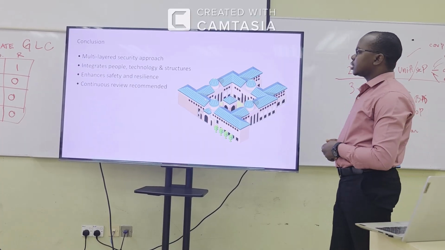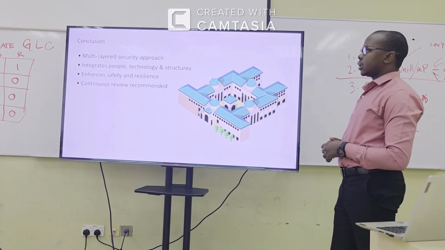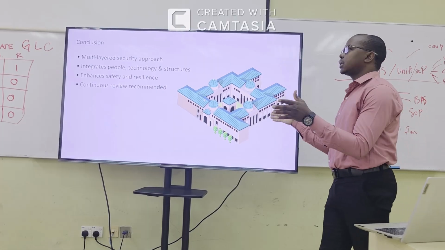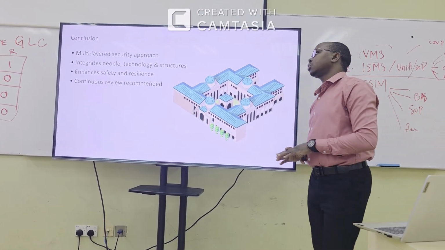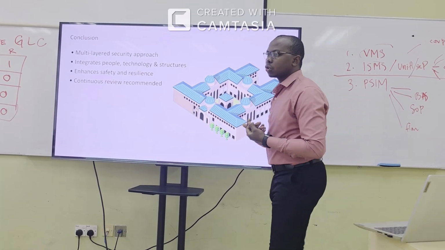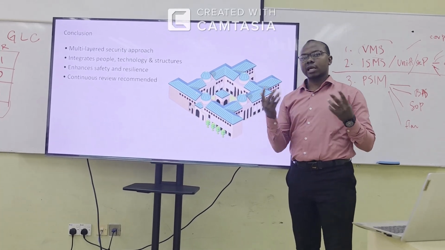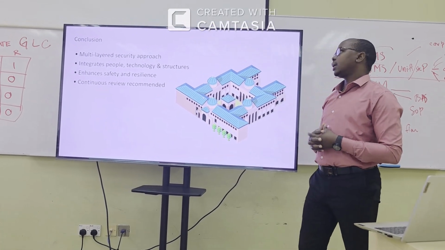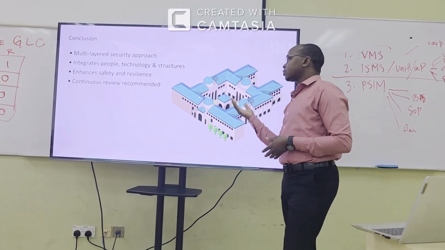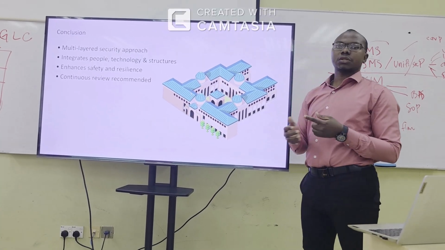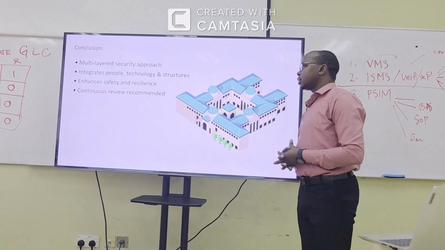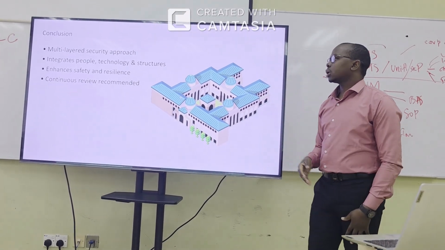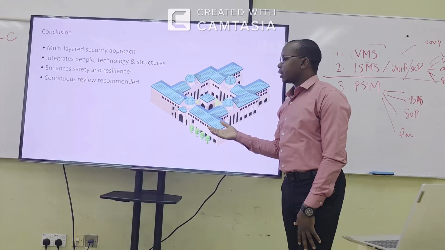Then the conclusion: in summary, we have a multi-layer security approach. That is usually what we have to do, because one security solution cannot solve every kind of security issue, so we have to have a multi-layer security approach. Integrate people, technology, and structures, right? And then it enhances safety and resilience. Then the last one, continuous review is recommended.